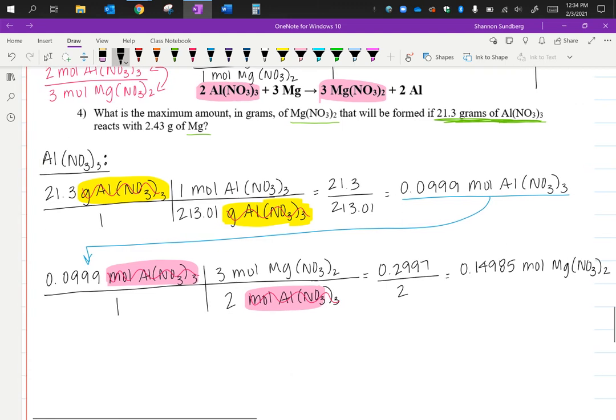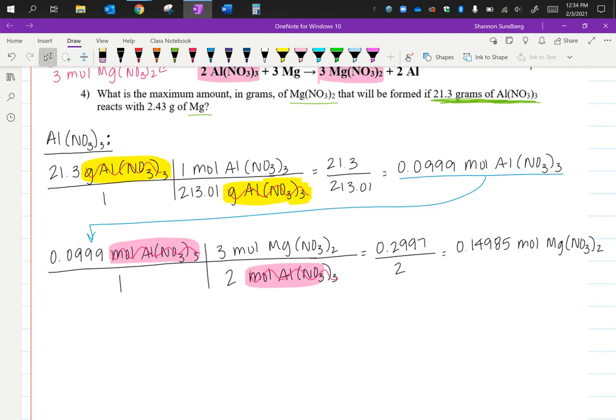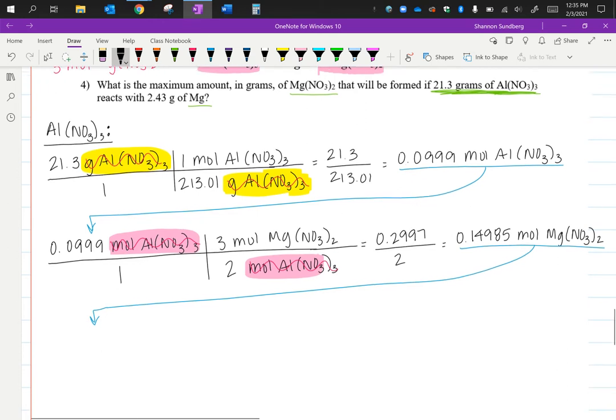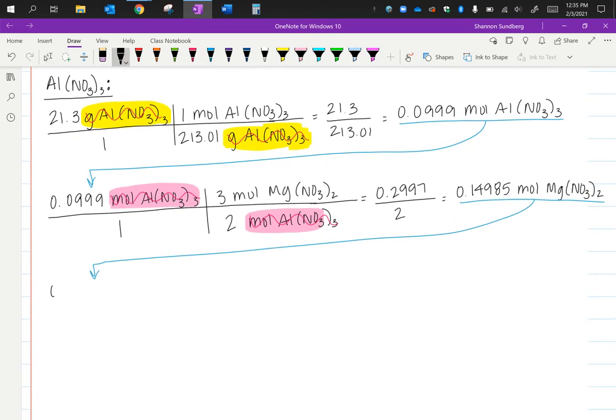Okay, I'm not done yet though. I'm closer, but I'm not done. I need to get to grams of this substance. So again, I'm going to take this number here and make it a new given in my next T-chart. And this is going to be my final T-chart. Okay, so 0.14985 moles MgNO3, 2. And I need to convert this to grams.